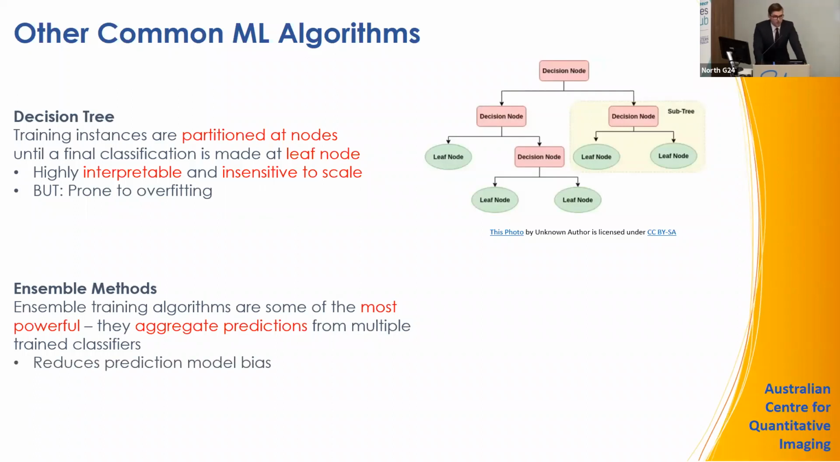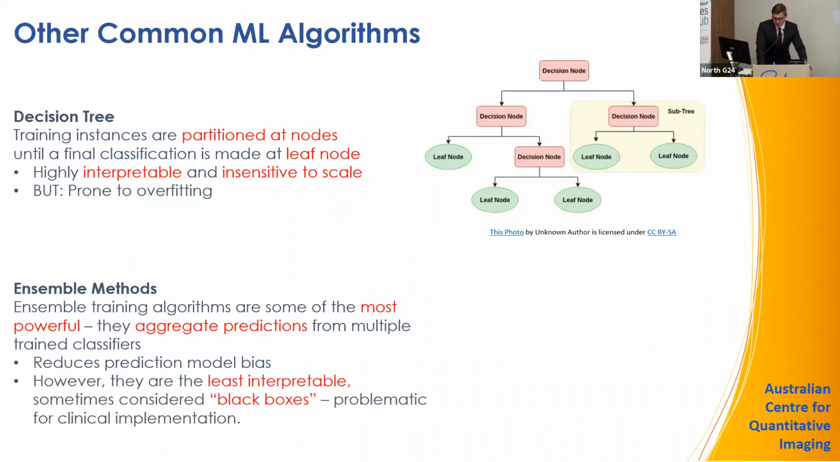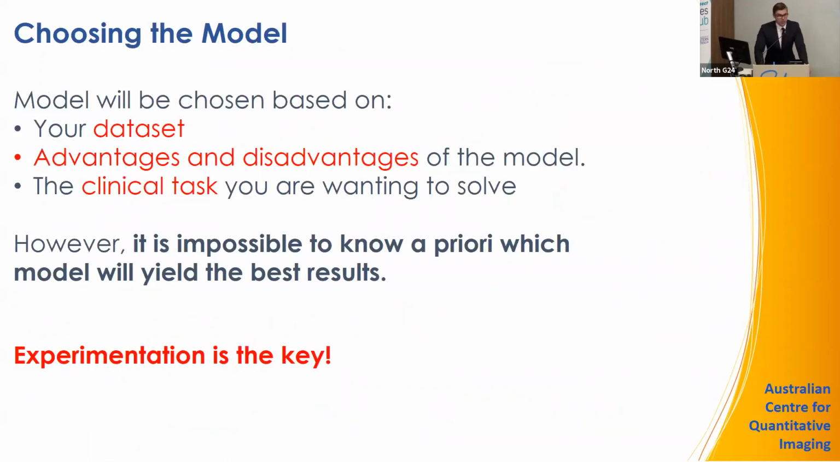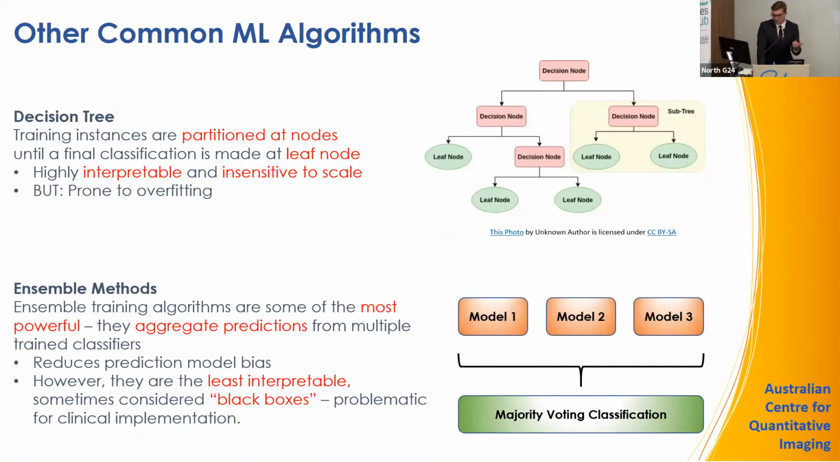And some of the most powerful ML algorithms are ensemble methods. They aggregate predictions from multiple trained classifiers. This reduces your bias. However, they are considered some of the least interpretable. What this means is they're sometimes considered black boxes, as they're referred to in the literature. This is problematic for clinical implementation because it's hard to interpret exactly which features your model is using to make its predictions. This is just a visual representation of what that looks like. You have your three models, model 1 and model 2 output disease, model 3 outputs non-disease, and you simply have a majority voting mechanism which outputs your final classification.